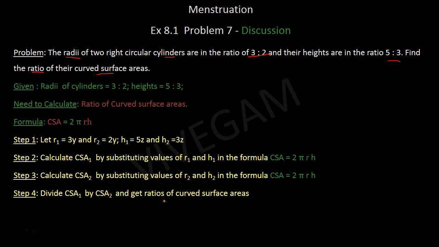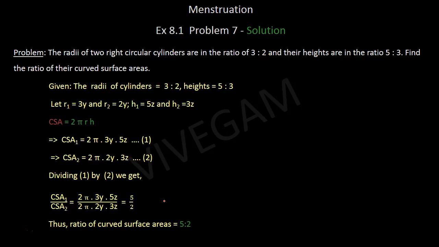Okay, let's look into the solution. So let the radii of the cylinders be 3y and 2y. It's given that the ratio of the radii of the cylinders is 3:2. So let's take R1 equal to 3y and R2 equal to 2y. So it's in the same ratio. 3y is to 2y is nothing but 3:2. Similarly, H1 as 5z and H2 as 3z.